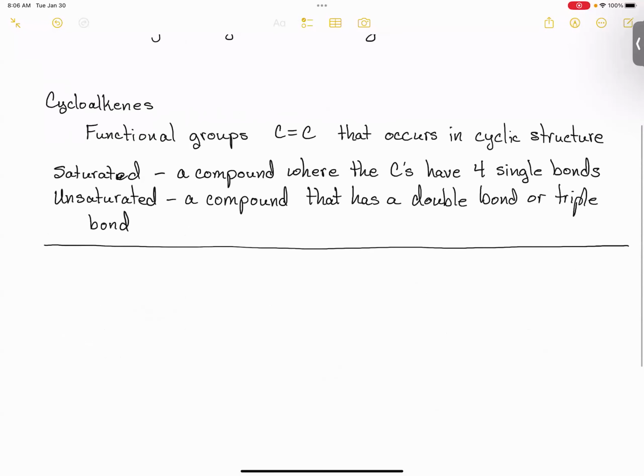Okay, so let's get into naming alkenes and alkynes. And this is where we're going to get into the major discussion for today. This is what we're going to spend the majority of our time on today, is naming of alkenes and alkynes.